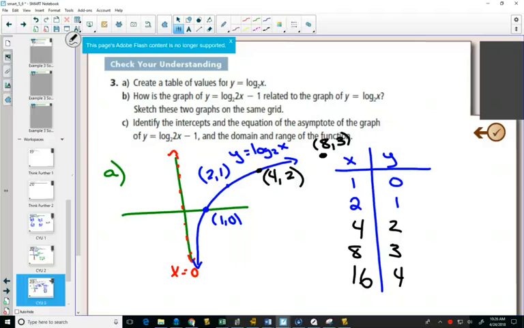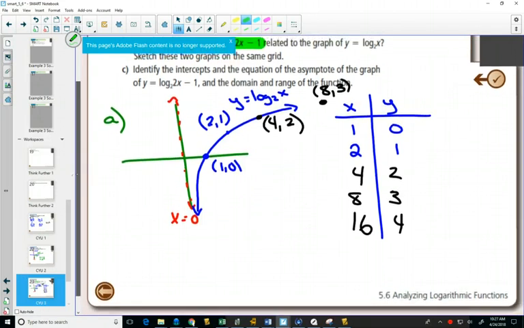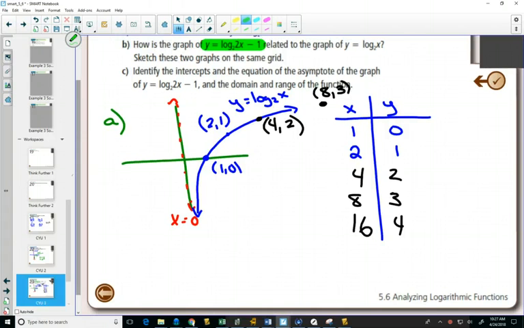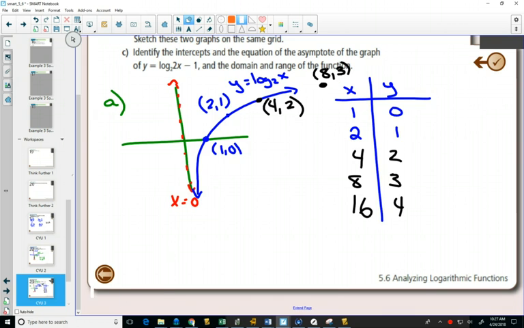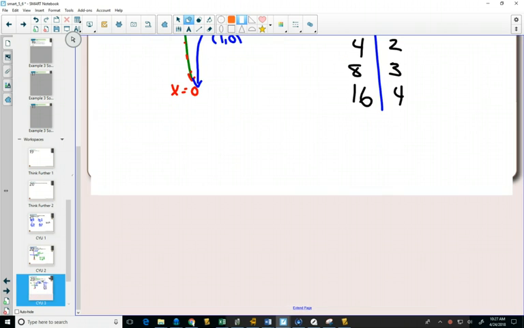And when you're asked to graph a new graph, like in part B, we are going to graph y equals log base 2 of 2x minus 1. And we're not going to sketch them on the same grid. We're going to sketch it on a separate grid. What will that look like? Okay? So what does it look like? Set up my grid here. We are graphing log 2 of 2x minus 1.